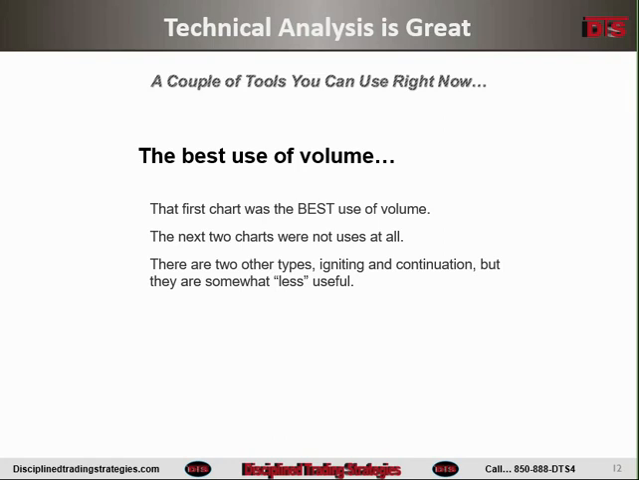Now, the other two types of useful volume, remember I said there were three really. The other two types are what we call igniting or continuation. They're useful, they're good, they're part of what I teach, but they're a little less useful. I'm not going to go into those now, but those are the three types of volume that are useful: the puke out volume, igniting volume, and continuation volume. The puke out volume that I showed you in the beginning is the most useful.